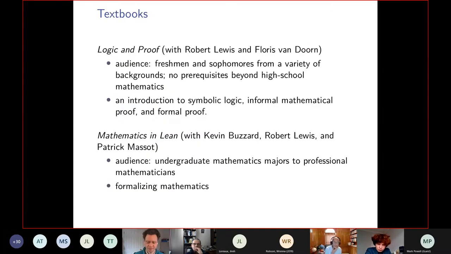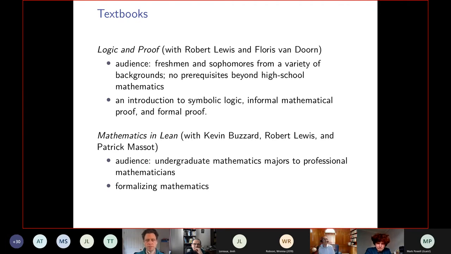In the 10 minutes I have left, let me talk about two teaching efforts, two things that I've worked on along these lines. The first is the course that Gihan mentioned, Logic and Proof. There's an online textbook that I'll show you in a second that was written with Rob Lewis and Floris van Doorn. And that's on the Model 1 side.